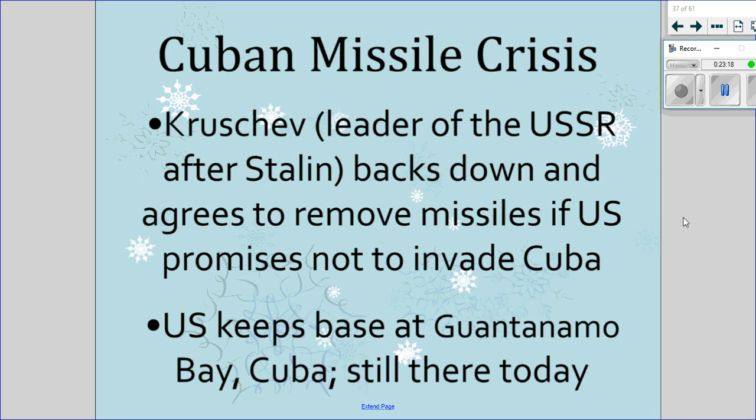Ultimately, Khrushchev, who is, like I said, the leader of the Soviet Union after Stalin, backs down. He agrees to remove the missiles from Cuba if the U.S. agrees to not invade Cuba, and also agrees to remove some Atlas nuclear missiles that we have based in Turkey. So we kind of privately, secretly remove missiles from Turkey. We publicly pledge not to invade Cuba. Khrushchev publicly removes the missiles from Cuba. The U.S. gets to keep a base at Guantanamo Bay, Cuba, and it's still there today.